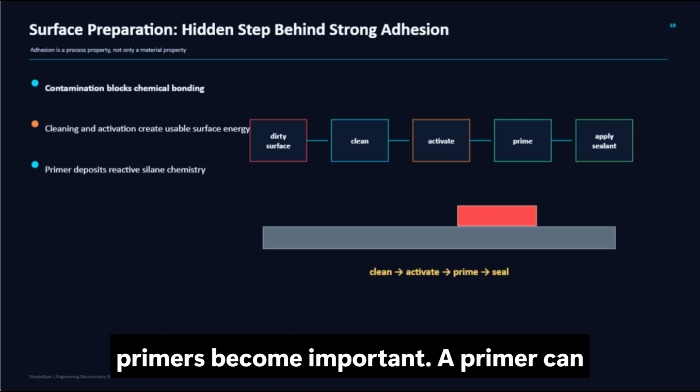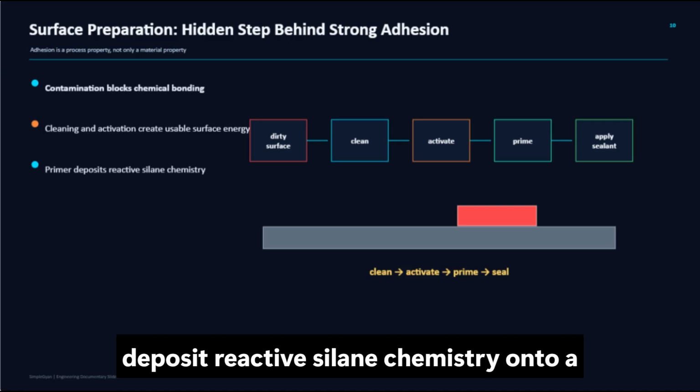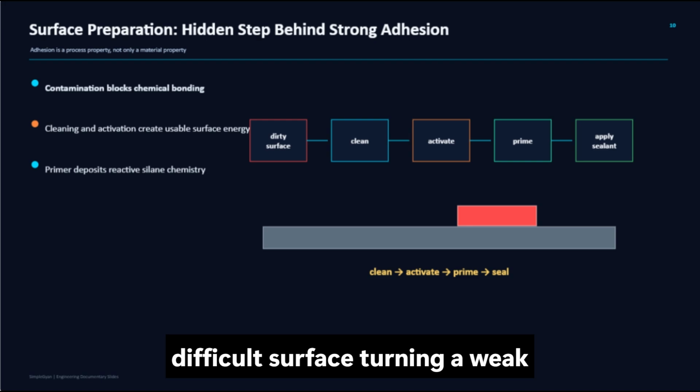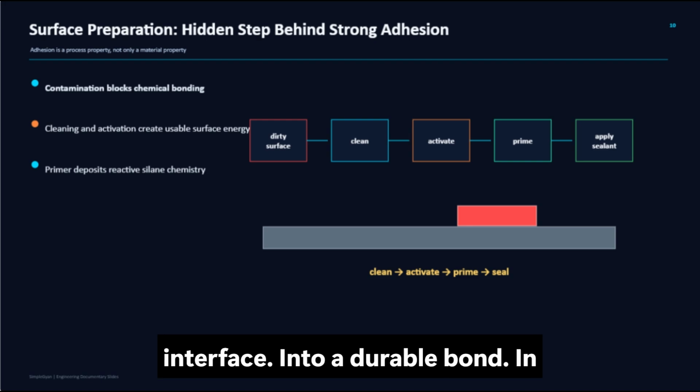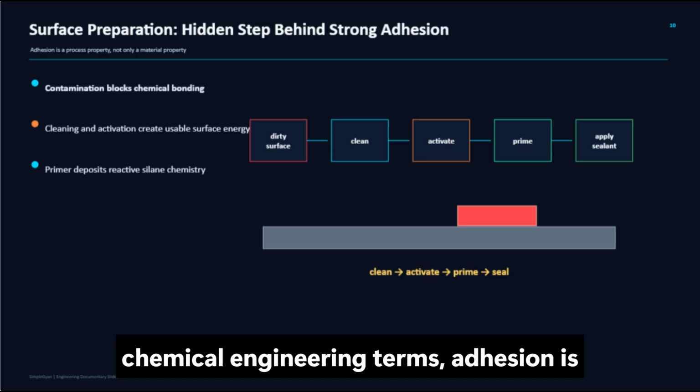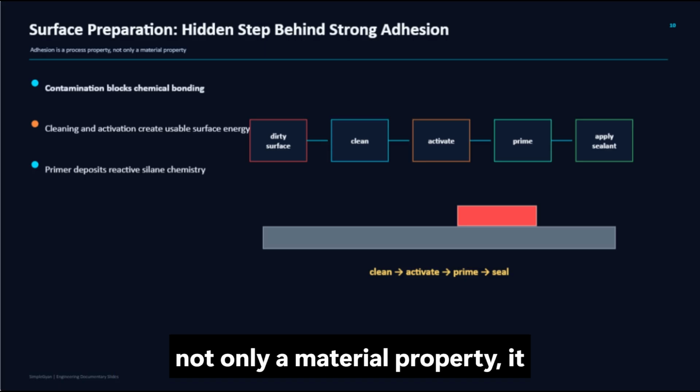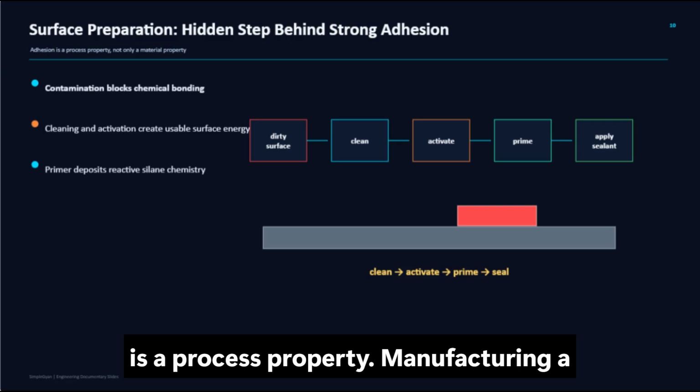This is where silane primers become important. A primer can deposit reactive silane chemistry onto a difficult surface, turning a weak interface into a durable bond. In chemical engineering terms, adhesion is not only a material property. It is a process property.